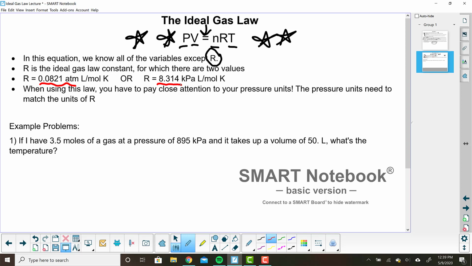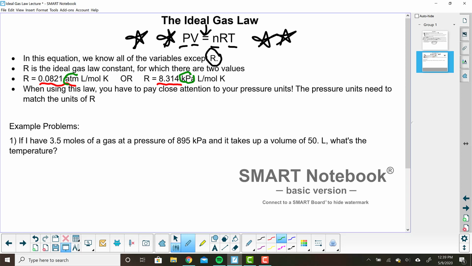But what is different? Obviously, these have such drastically different numbers, 0.08, that's almost zero, versus a number in the eights. How is it possible that those can both be the same number? Well, you have to look at the units. I've been telling you guys all year that units are so important. These two numbers are exactly the same. They just have one small difference.